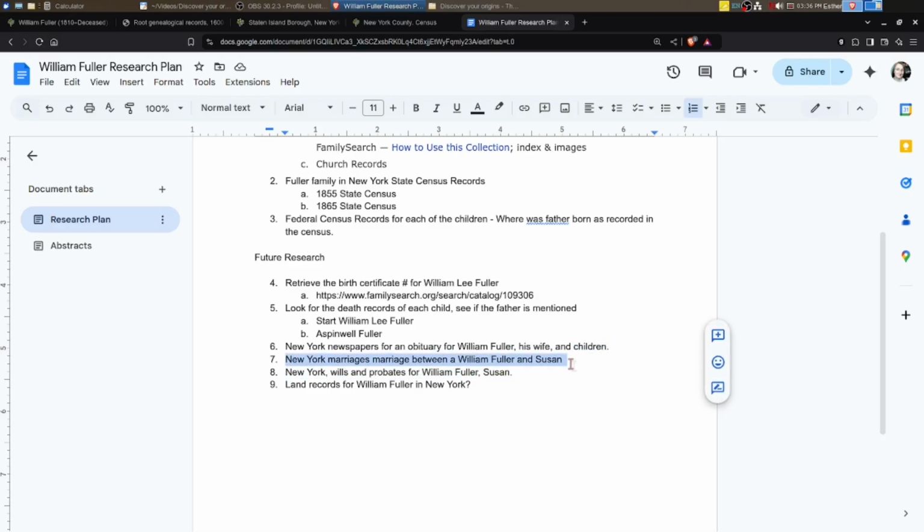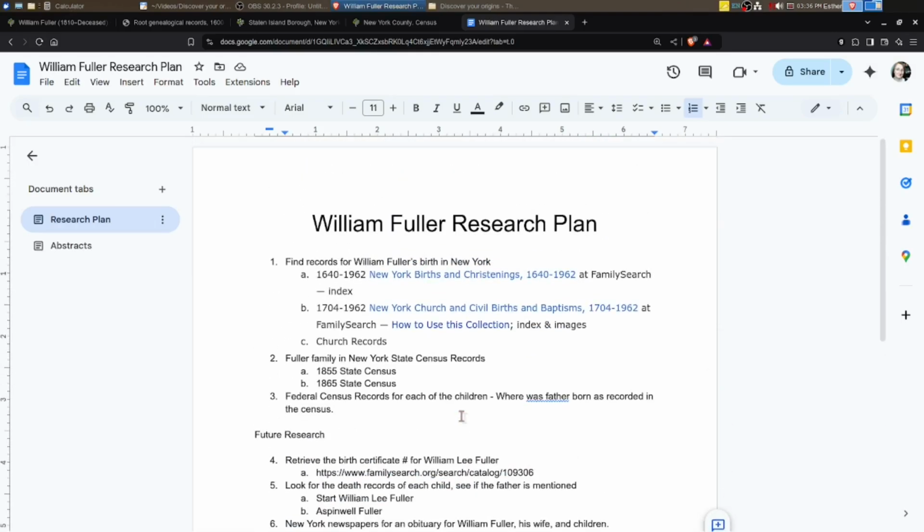We may want to look for marriages in New York between a William Fuller and Susan, because I'm still not 100% convinced that the one that's listed in Washington, D.C. is for them. And then we want to look at maybe some other record collections for William Fuller, and that's going to be future research to see if we can sort some more things out. But this is just a start.